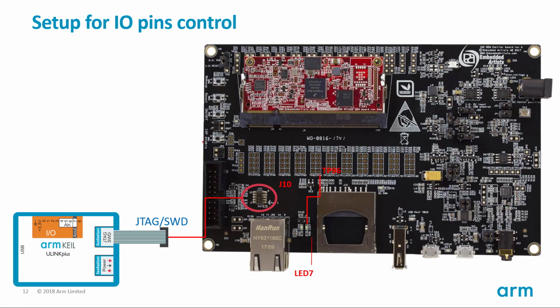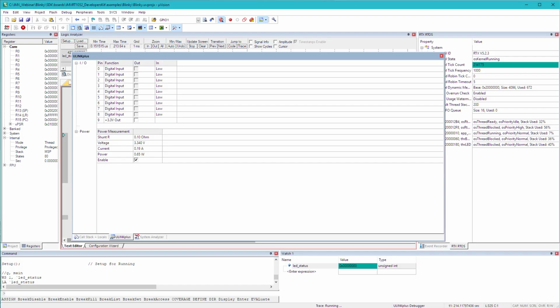In my application, I have a very straightforward hardware setup for the I/O controls. We keep the JTAG connection as before, and I will use pin 0 as digital input to monitor the actual LED status, hence connecting it to TP96 pin on the carrier board. Now let's get back to our application. Here in the ULINKplus window, I can configure and monitor the pin status. So our pin 0 is already configured correctly, and if I connect the wire on the board, you'll see how its status is shown here.